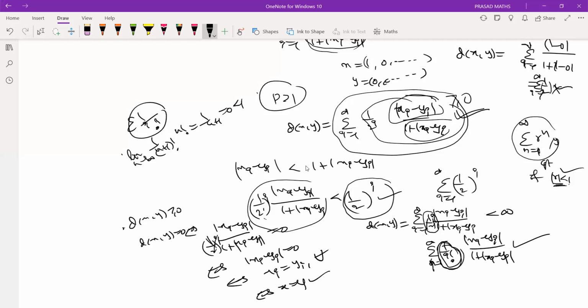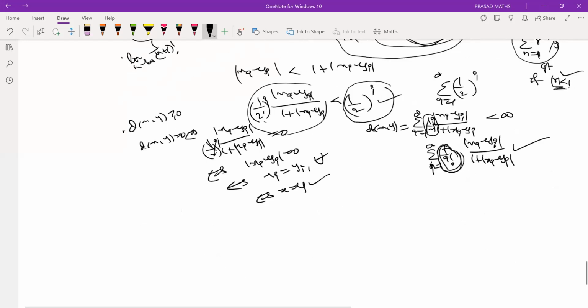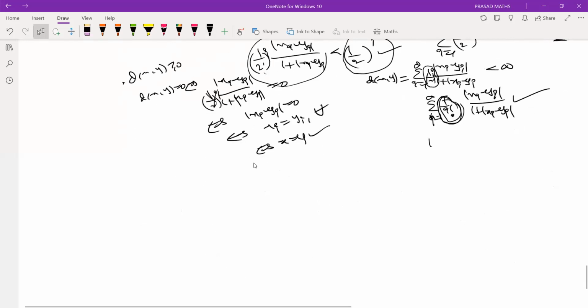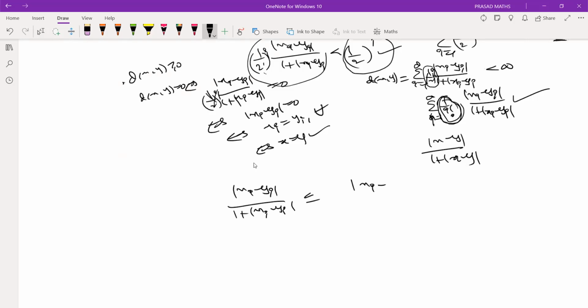It satisfies the symmetric property also, because mod of xi minus yi is the same as mod of yi minus xi. So it is symmetric. And what about the triangle inequality? Yesterday I already told you this is a metric. Already we have shown that this form, d by 1 plus d, is always a metric. So using that metric definition, this is always true: this is less than or equal to mod of xi minus zi plus mod of zi minus yi.